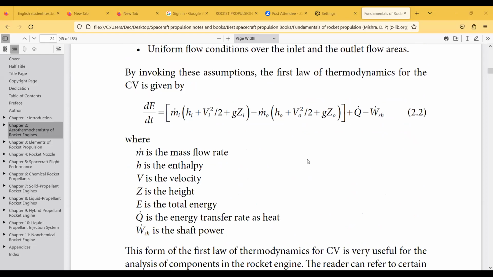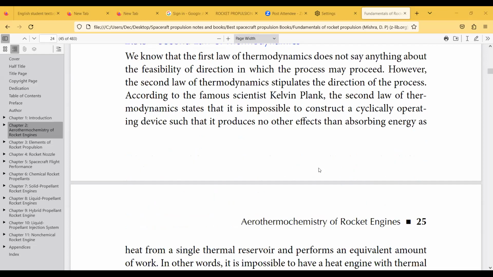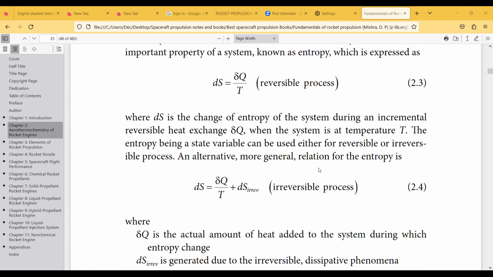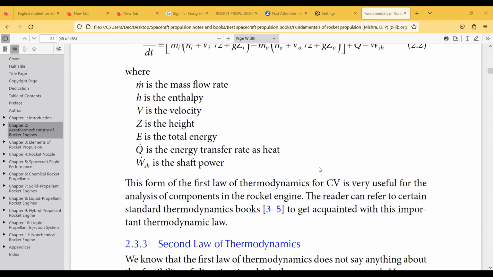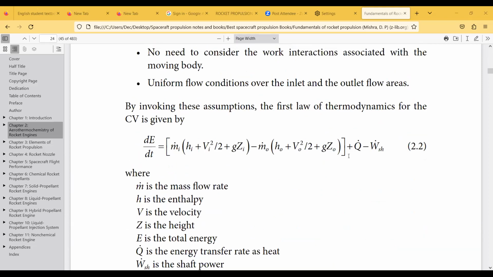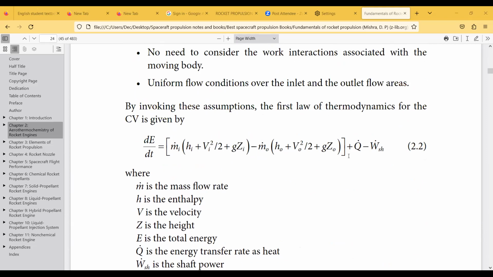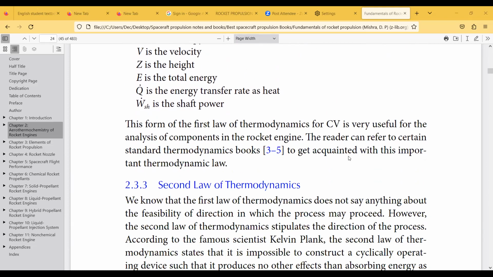We already discussed this. It is relating enthalpy, the internal energy, velocity, the height, the total energy. But let's go to the second law actually. What we have discussed before is completely the first law of thermodynamics, which relates energy, heat, and external work.